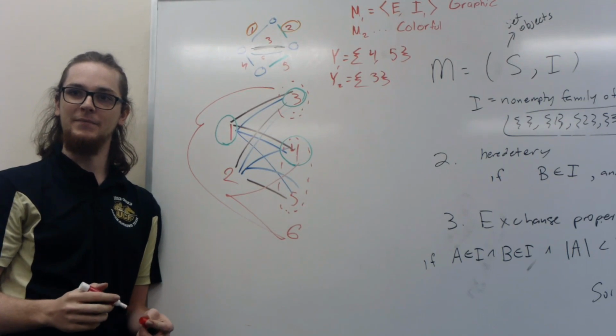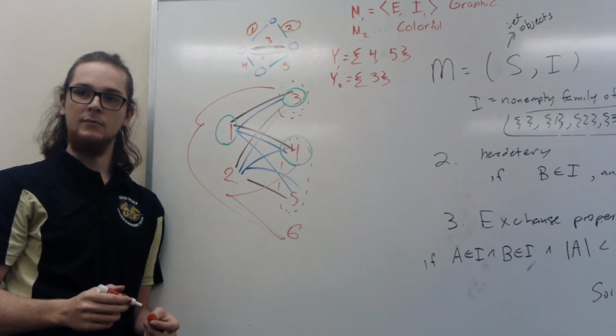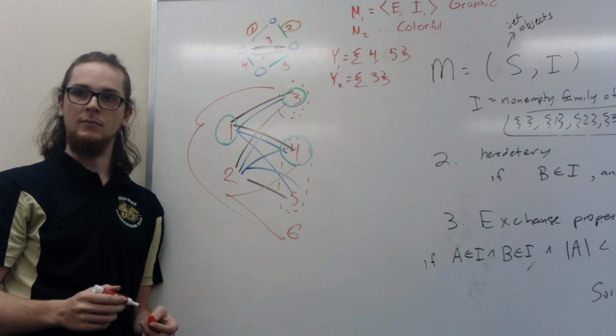Jacob. Can you show either why we wouldn't have or why we wouldn't want to select an augmenting path that goes from Y1 to Y1 or Y2 to Y2?